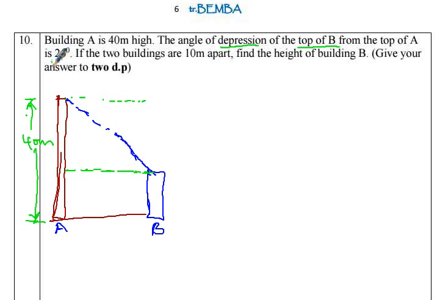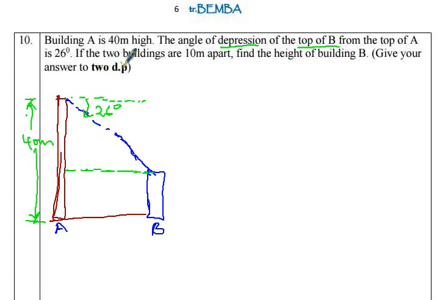So how do we indicate that on the diagram? This being our building A, we can now connect the top of A to B. Then we draw here a horizontal line. Please, when you're sketching, you can even make it look better so that it is horizontal. Then the angle of depression is measured from this horizontal downwards, just like this, because it means you are now focusing on something that is below you. So this is where we have 26 degrees.